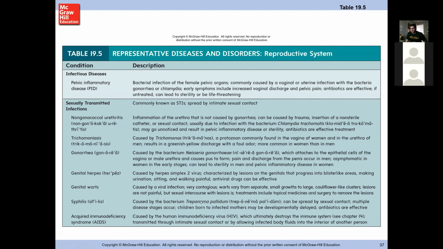Syphilis, caused by the bacterium Treponema pallidum, can be spread by sexual contact. Multiple stages occur. Children born to infected mothers may be developmentally delayed, and antibiotics are effective. Sometimes if it's untreated in males, it can cause insanity as well. And then we have HIV and AIDS. Acquired immunodeficiency syndrome, AIDS, is caused by human immunodeficiency virus, HIV, which ultimately destroys the immune system. It is transmitted through intimate sexual contact or by allowing infected bodily fluids, like spit or blood, into the interior of another person.